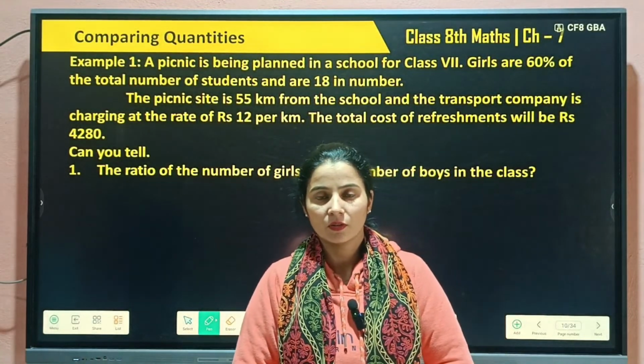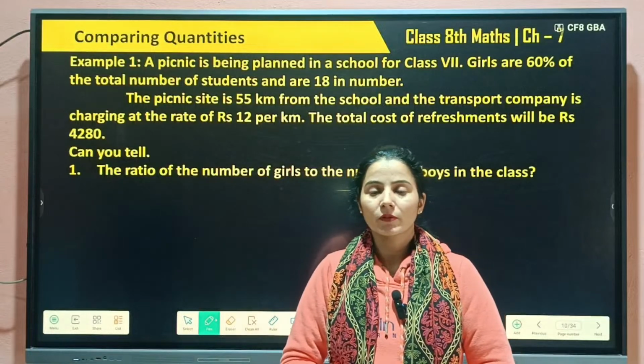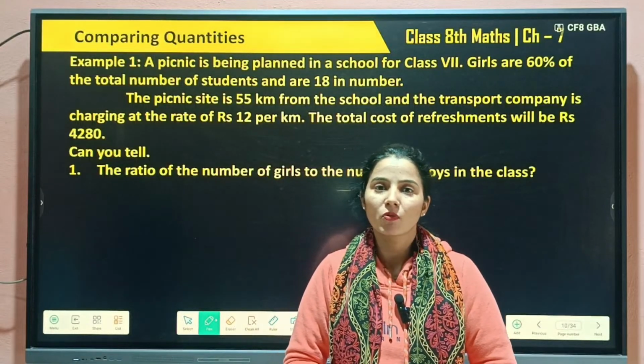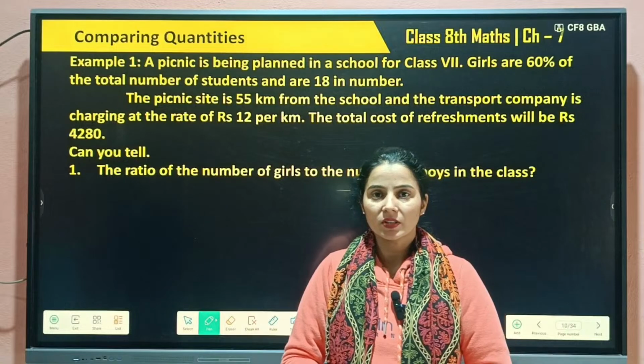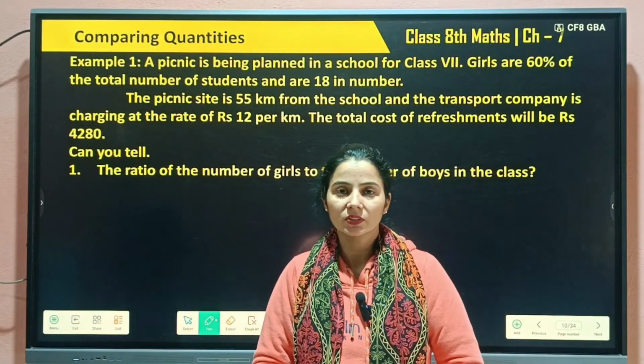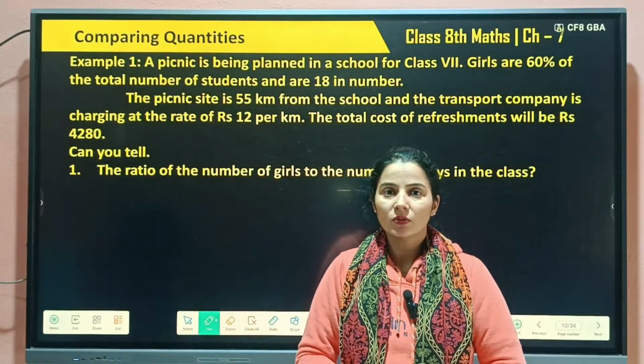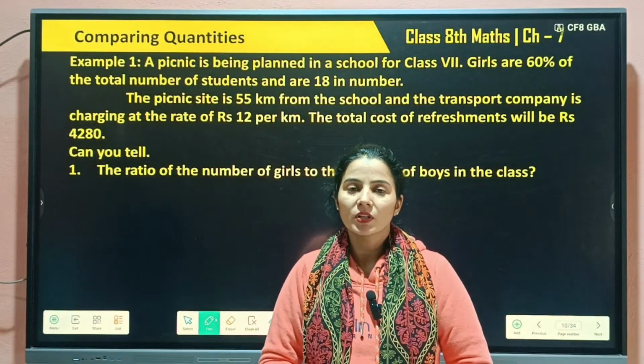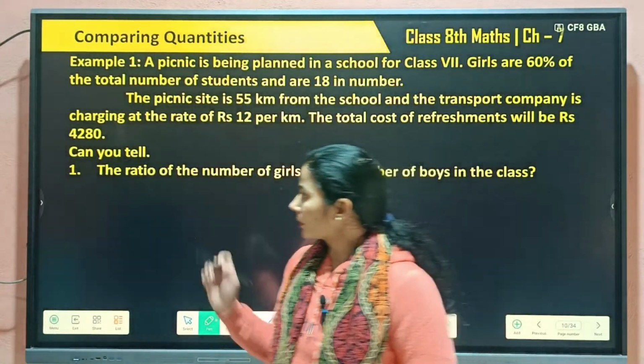We are going to do today exercise 7.1, chapter number 7, comparing quantity. So before discussing exercise 7.1 we want to discuss its example. Introduction part we have already discussed. Let us see what is example number 1.